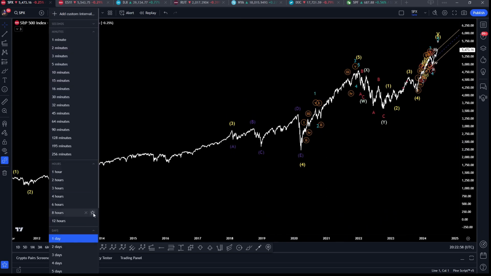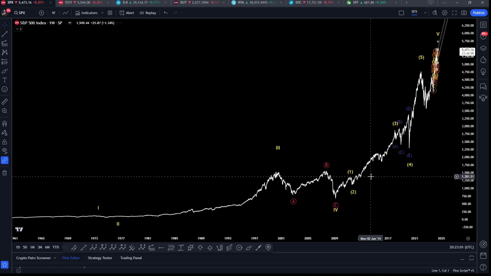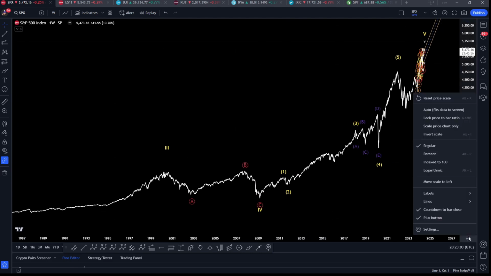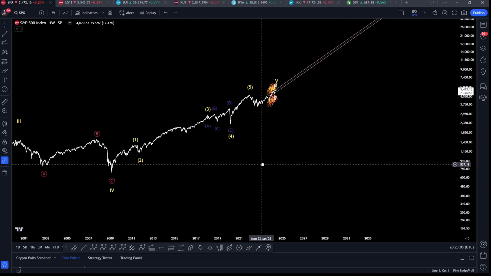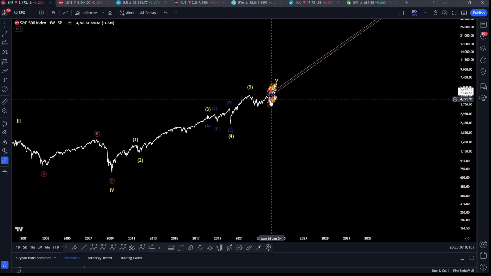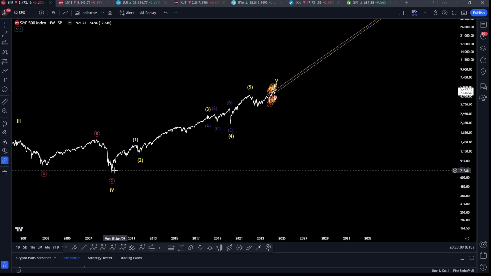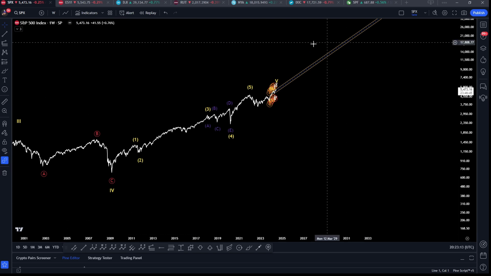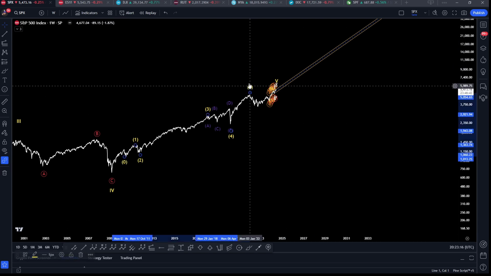We go to the weekly. Let's make it even bigger. Okay. I'll go to log so it's a little cleaner and easier to see. Okay, we got a bunch of labels here, but you can still see the structure. These labels needed adjusted.